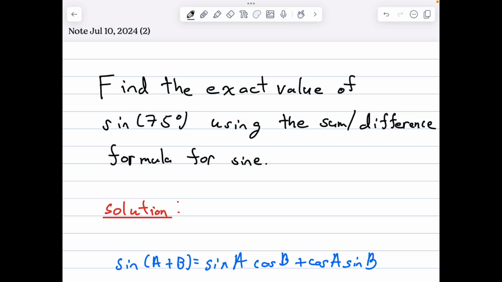All right, hello everyone. So today we're working with a trigonometry problem. Find the exact value of the sine of 75 degrees using the sum difference formula for sine.